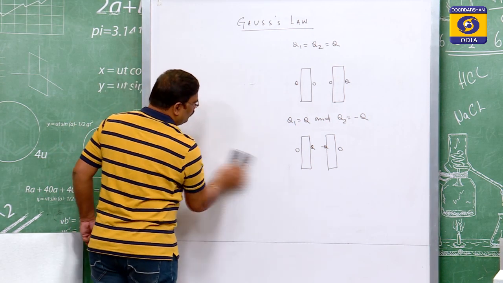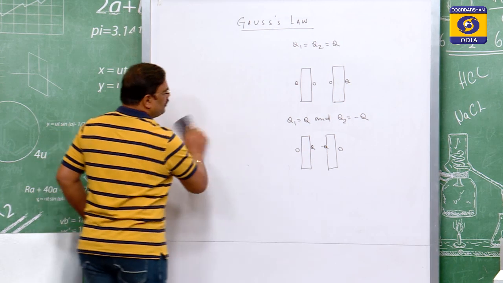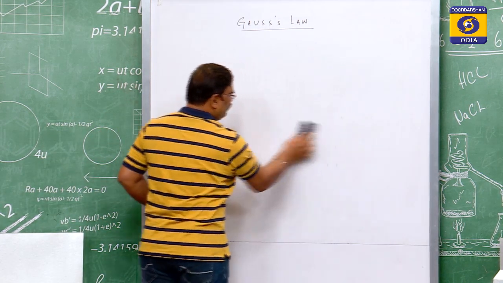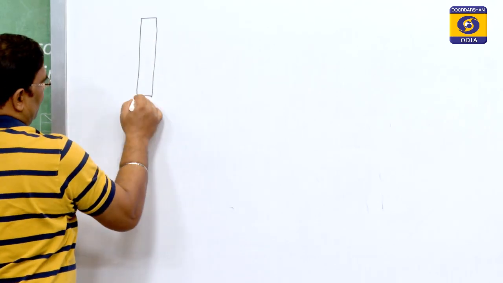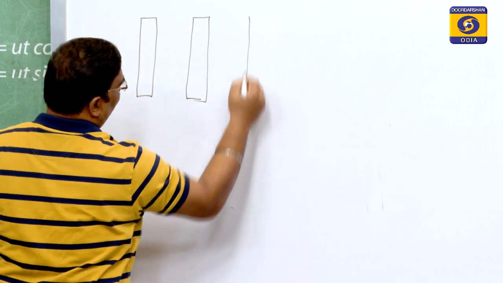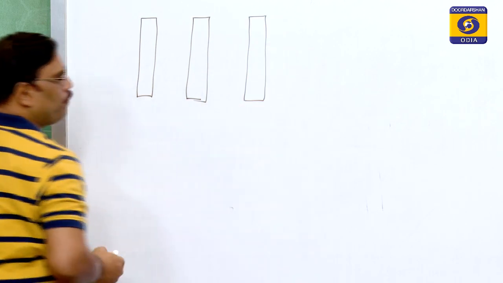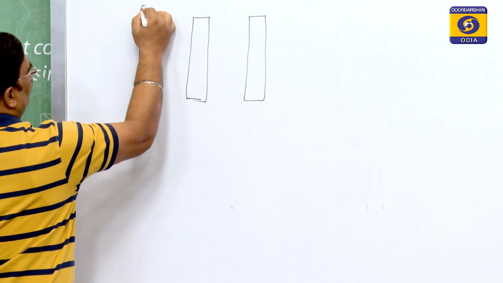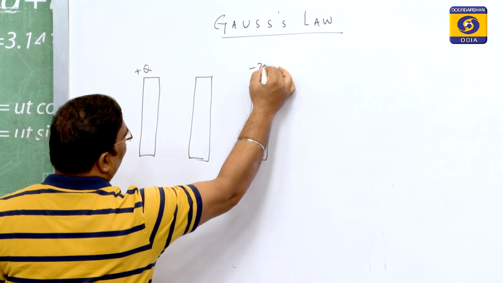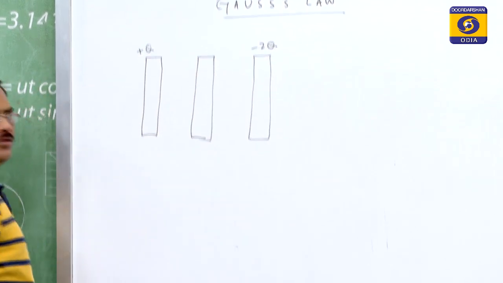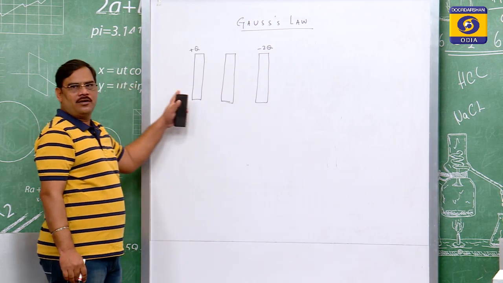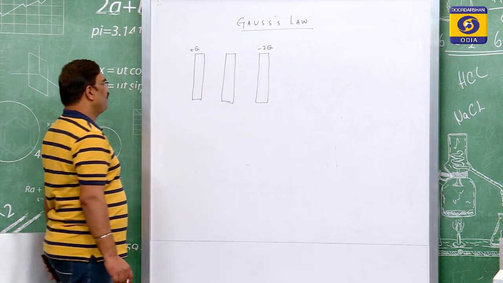If we have, suppose, 3 plates, this is my first plate, second plate and third plate. To the first plate I give a charge of plus Q and to the third plate I give a charge of minus 2Q. Then what are the charges appearing on the 6 faces of these 3 plates?